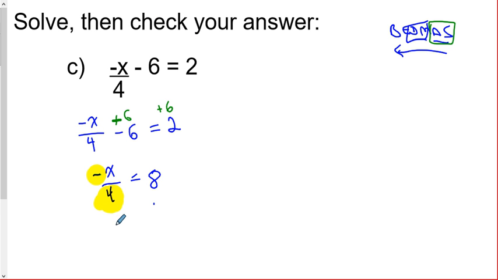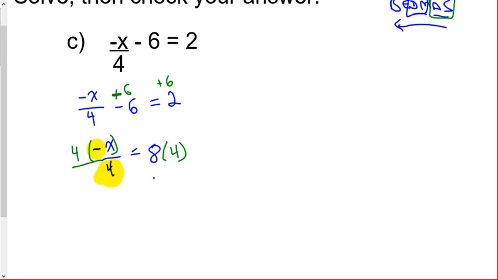Well, let's undo the division first by multiplying both sides by 4. So I'm going to put some brackets around here so I don't mess that up. I'm going to multiply that by 4. And I got to multiply this side by 4. I got to do it to both sides, of course. So 4 divided by 4, that's going to cancel out. We're just left with -x. And 8 times 4 is 32.